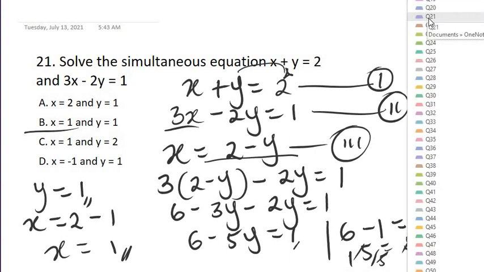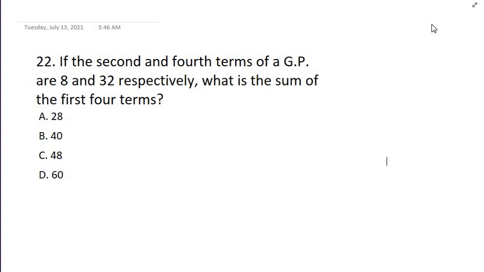Okay, question 22. If the second and fourth terms of a GP are 8 and 32 respectively, what is the sum of the first 4 terms? So what do we do here? From the expression given, the second and fourth terms of a GP are 8 and 32. So second term is 8.